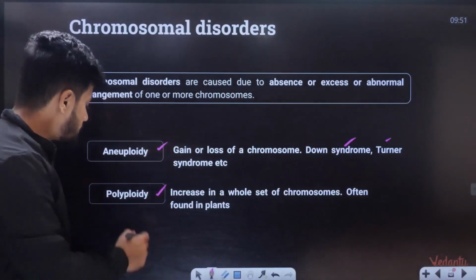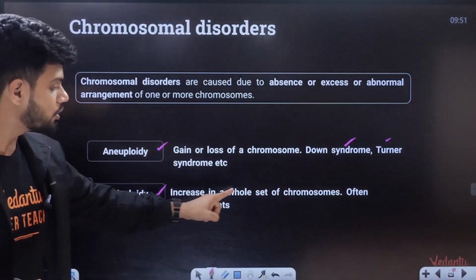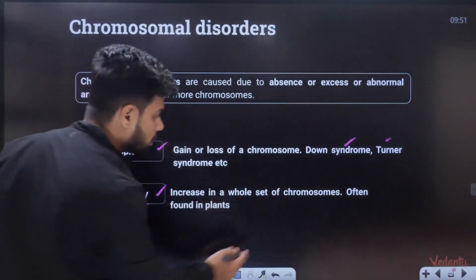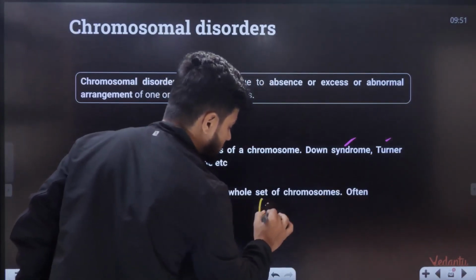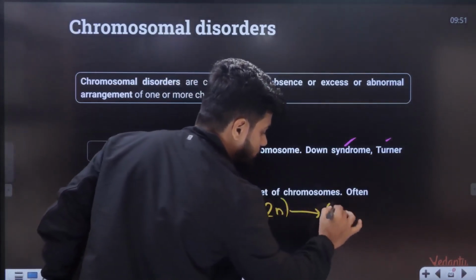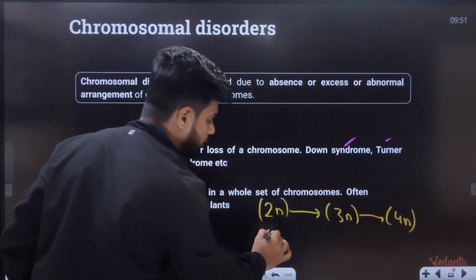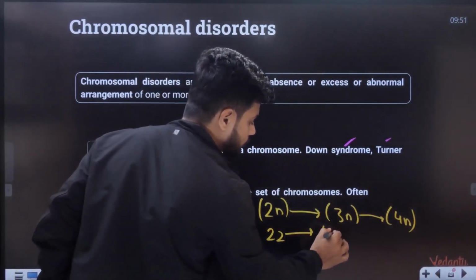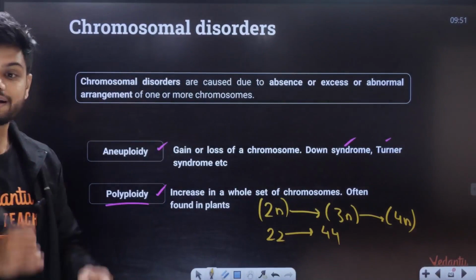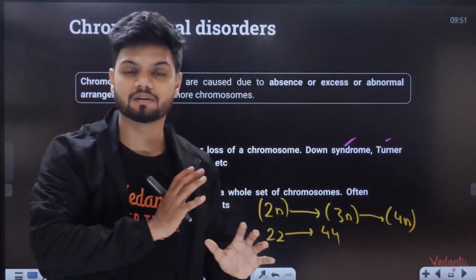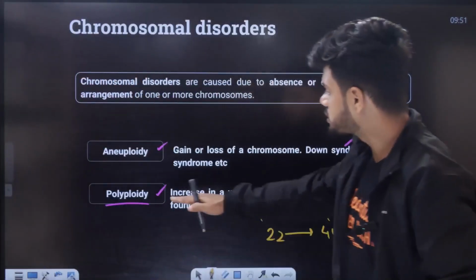Okay, now what is polyploidy? Increase in the whole set of chromosomes. What does that mean? For example, one organism is 2n, the organism can become 3n or 4n. For example, here we have 22 chromosomes, it will become 44 chromosomes here. One entire set of chromosomes is doubled. That is called polyploidy.